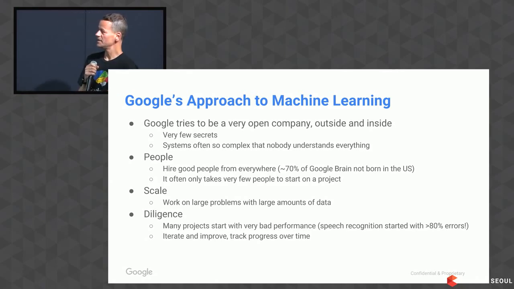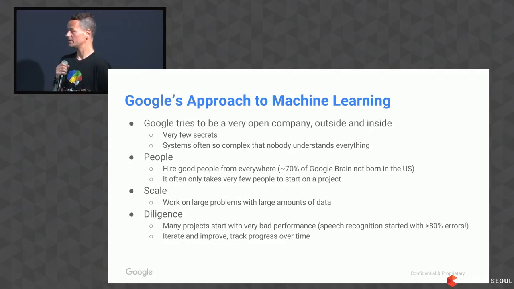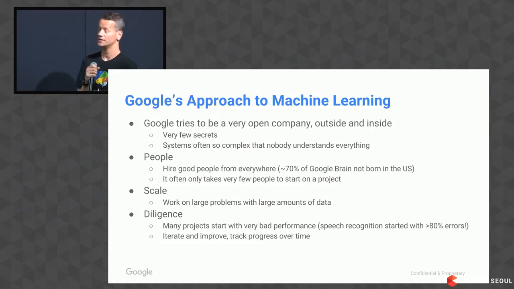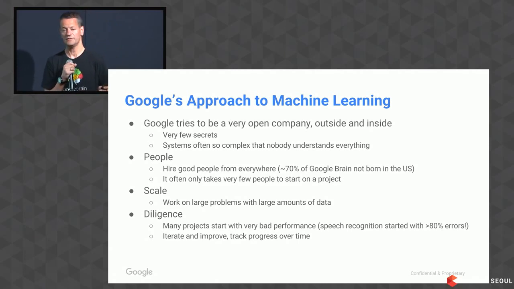There are three things I think that are important. First, the people. Google tries to hire good people from everywhere, and last time I looked, 70% of Google Brain was not born in the US, which I find pretty amazing. There are not that many foreigners in the US, maybe less than 10%. Another thing I found is that it often takes only very few people to start a project. Two or three people together can start a new translation thing or whatever it is.